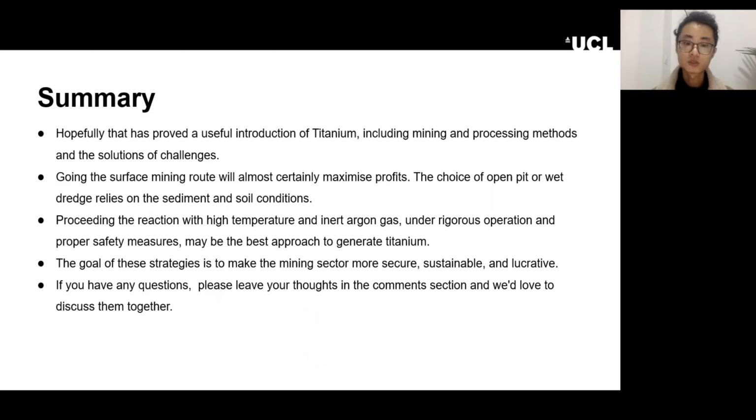The goal of these strategies is to make the mining sector more secure, sustainable, and lucrative.